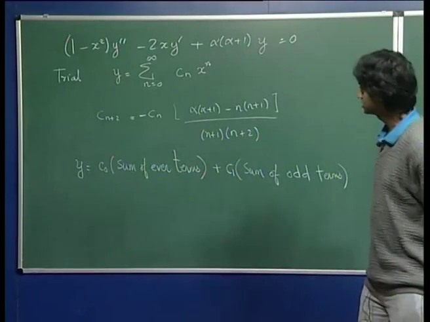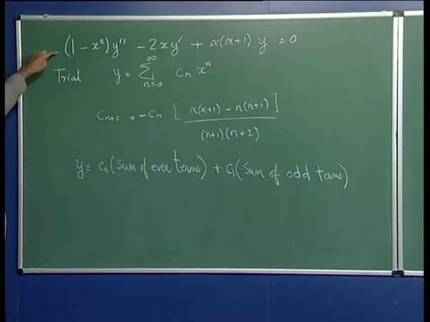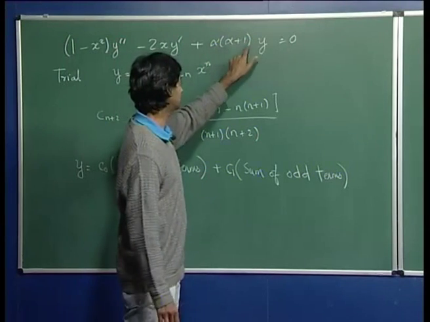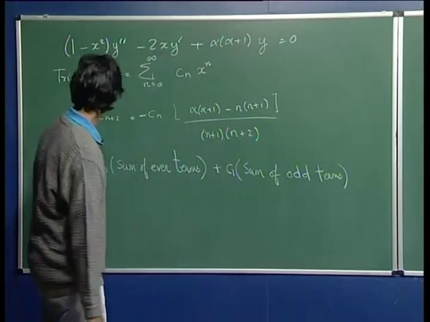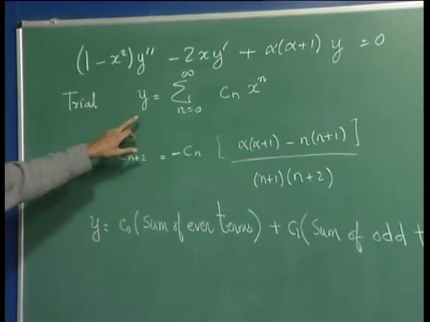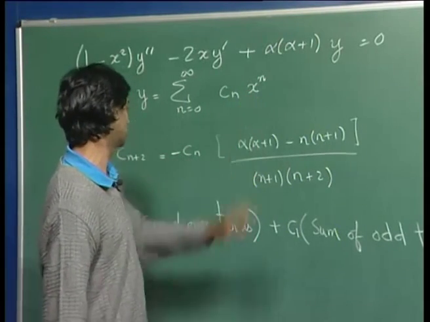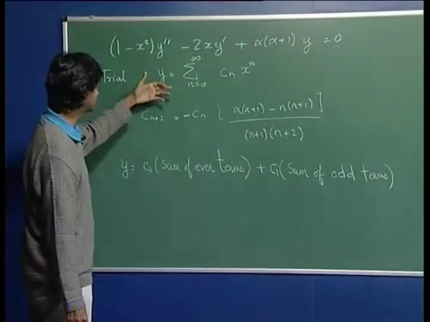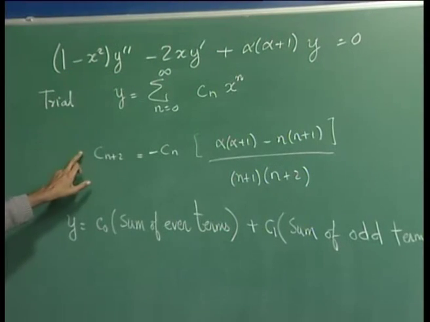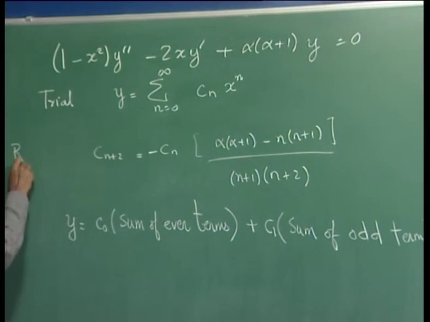So, to summarize what we have been talking about so far, we started with a differential equation of this form: 1 minus x squared y double prime minus 2x y prime plus alpha times alpha plus 1 y equals 0. In the power series method, we used a trial function of the form y equal to the sum over n equal to 0 to infinity of c_n x raised to n. When you substitute this in the differential equation, you get a relation between c_(n+2) and c_n. We call this the recursion relation.